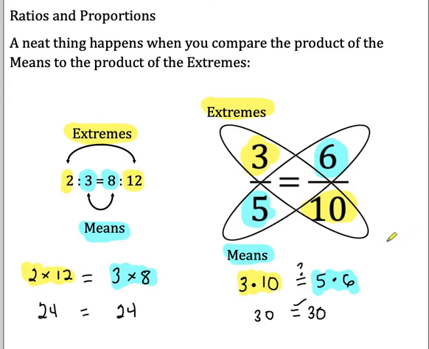So for your next task, I'm going to ask you to spend maybe 5 to 10 minutes on IXL practicing just identifying whether two fractions actually form a proportion, or maybe it's not a proportion, maybe they're not equivalent, okay? And the fastest way to do that is to multiply your extremes and means and see if you get the same number, okay? So go ahead and look at that next.